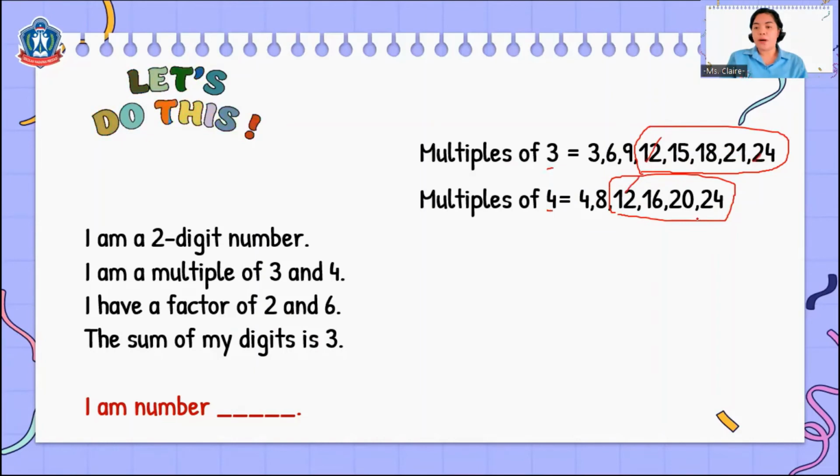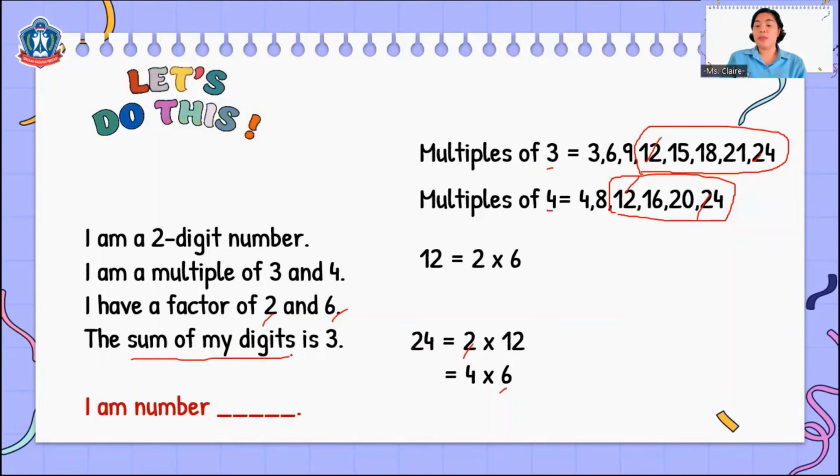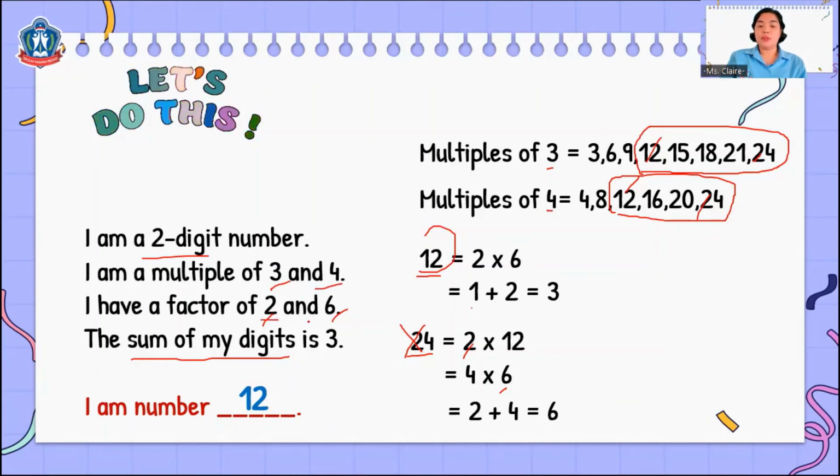12 and 24. Let's check 12 first. 12 has a factor of 2 and 6, right? Correct. 24 also has a factor of 2 and 6. Both of them fall on the same criteria. Let's find the next criteria. The sum of the digits should be 3. 1 plus 2, because 12, 1 plus 2 is 3. However, 24 is 2 plus 4, that is 6. It means 24 is not the mystery number that we are looking for. We are looking for 12. Because 12 is a two-digit number, a multiple of 3 and 4, has a factor of 2 and 6, and the sum of the digits is 3.